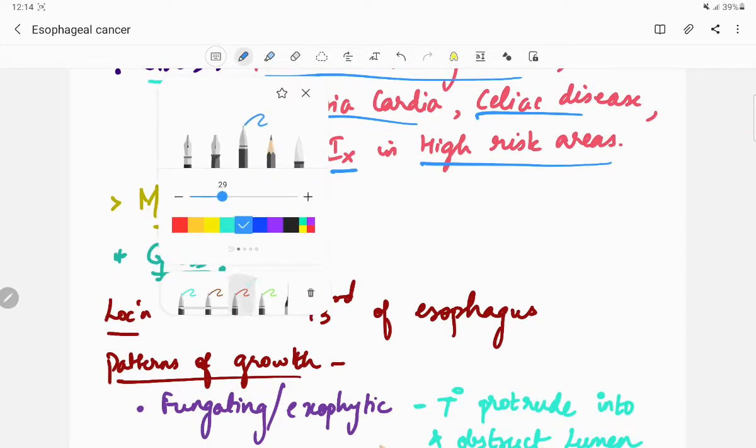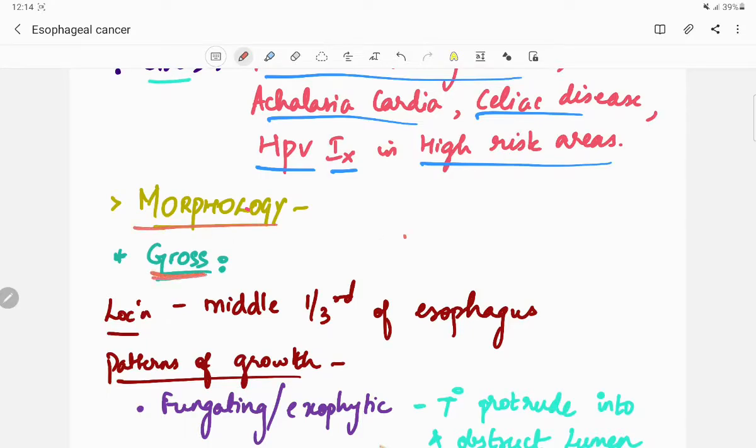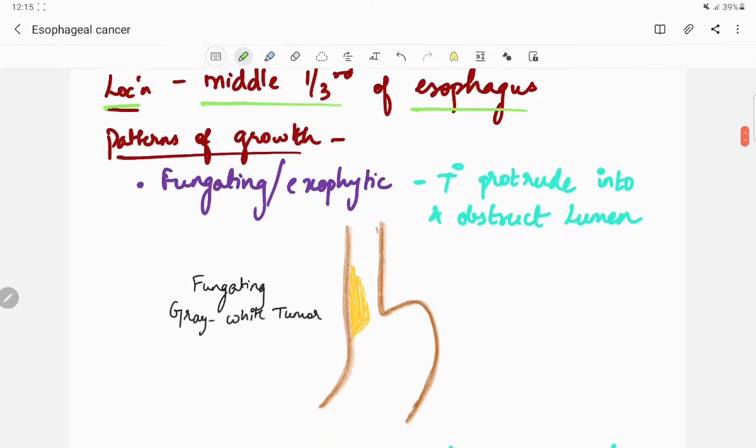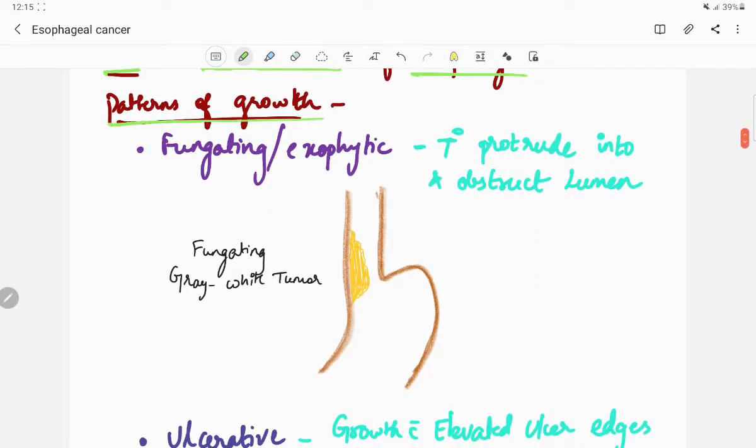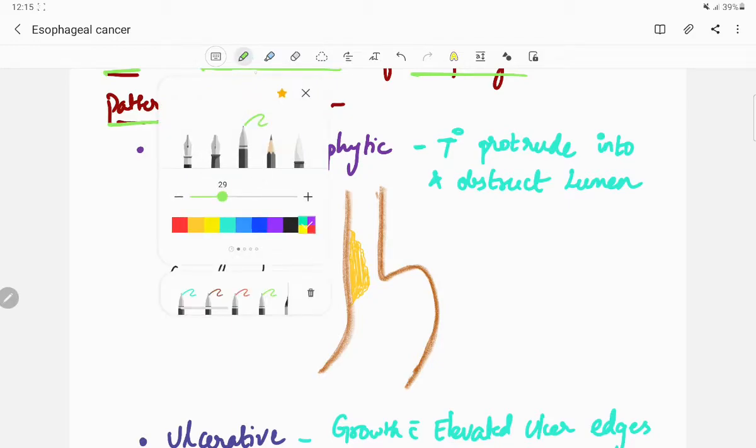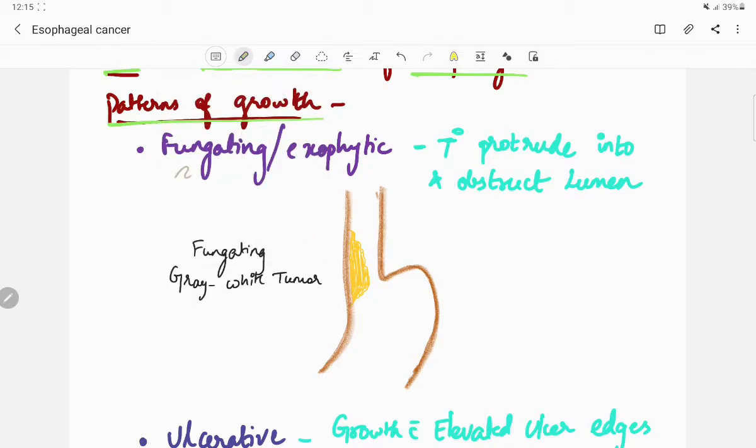Next is the morphology. First, let's see about the gross. Most common location of squamous cell carcinoma esophagus is the middle one-third of esophagus. Coming to the patterns of growth. There are three different patterns of squamous cell carcinoma esophagus. First is fungating or exophytic. In this case, the tumor protrudes into the lumen and it obstructs the lumen. So this is the esophagus and this is the fungating grey-white tumor which protrudes and obstructs the lumen.